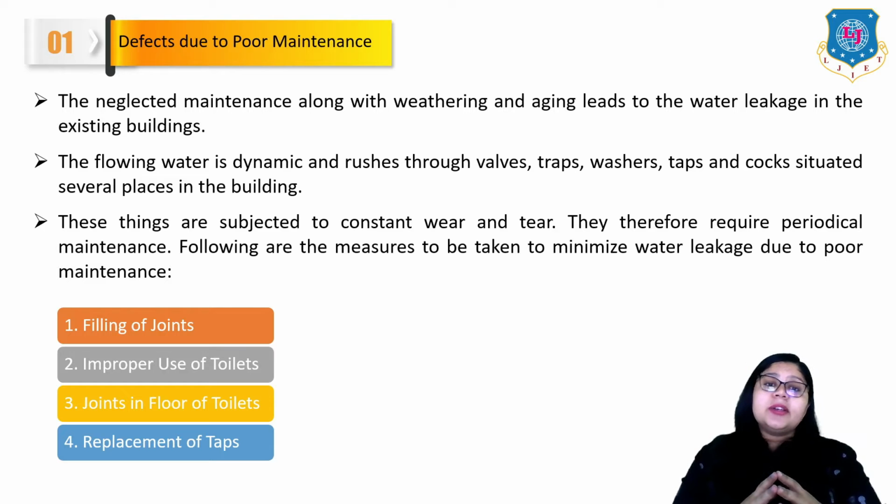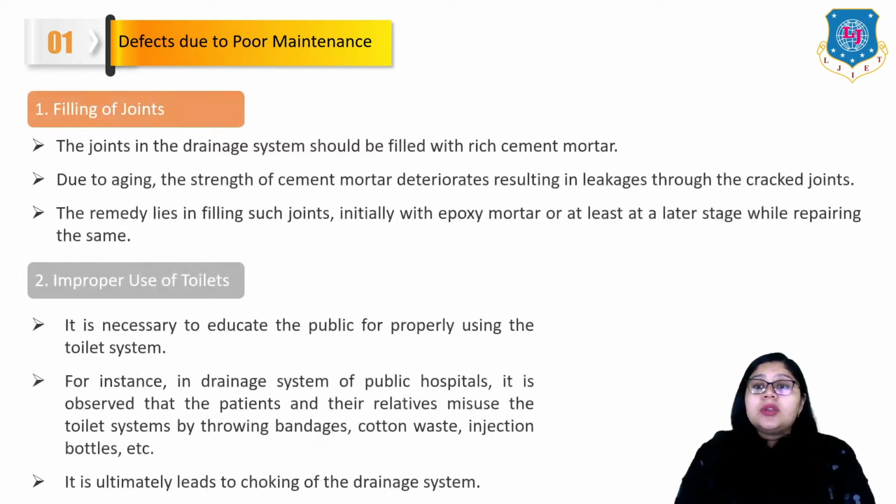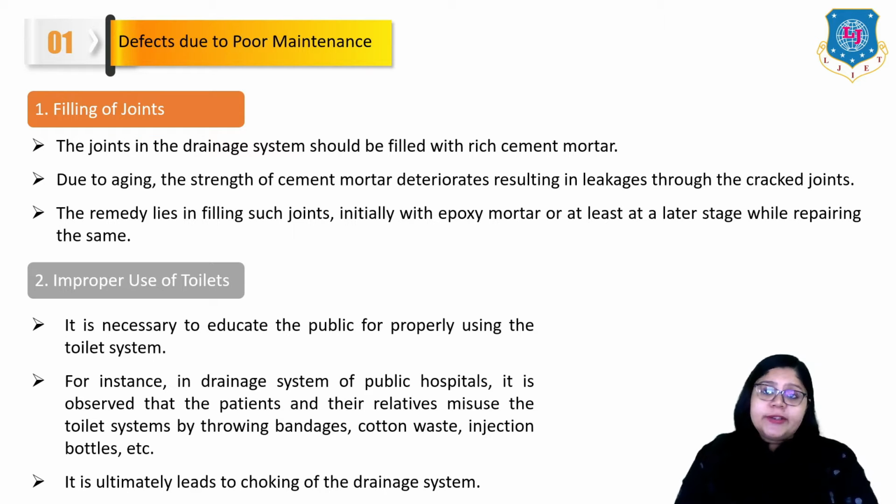Following are some measures to be taken to minimize water leakage due to the poor maintenance, where the first one is the filling of joints, second is improper use of toilets, third is the joints in the floor of toilets, and fourth is the replacement of the taps. So let me give you an idea about the first one in detail, which is filling of joints.